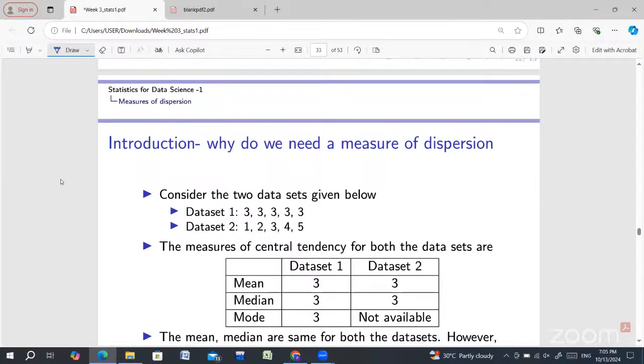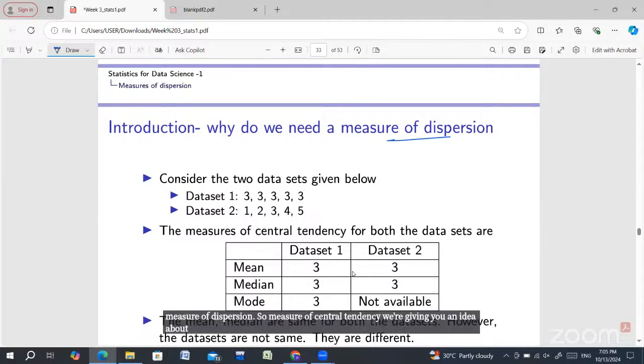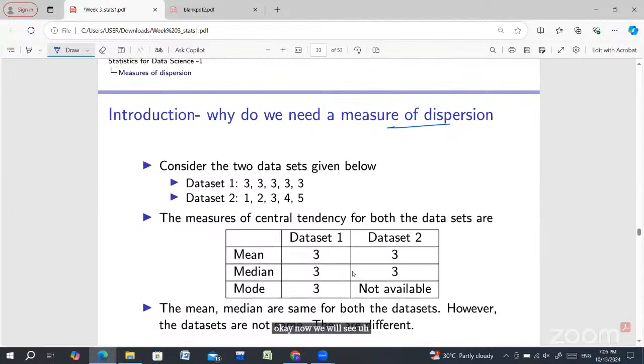So till this part, we have studied about the measure of central tendencies. Now we will study about the measure of dispersion. First of all, we will see why we need measure of dispersion. The measure of central tendency gives you an idea about the central part of the data set. Now we will see why measures of dispersion are important.